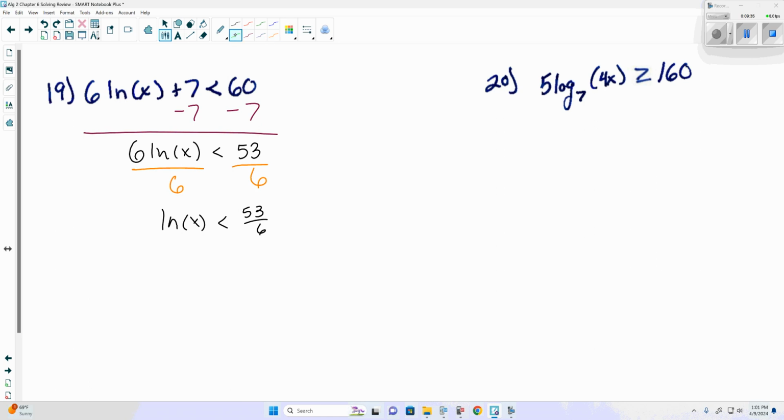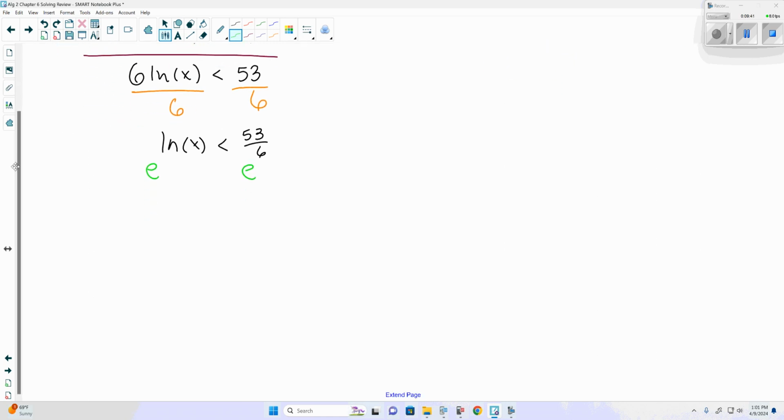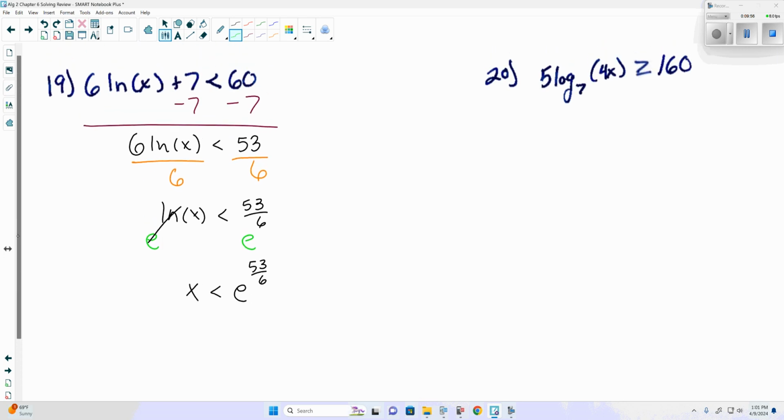Now, we would do our base of e. Before we can do the bases with solving logarithms, we need to get the log by itself. e to the ln is going to cancel, telling us x is less than e to the 53 over 6. Questions on how we got to this here?